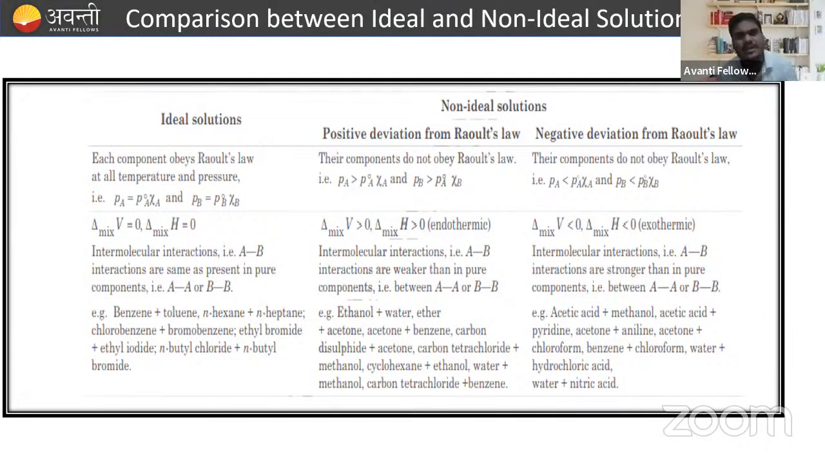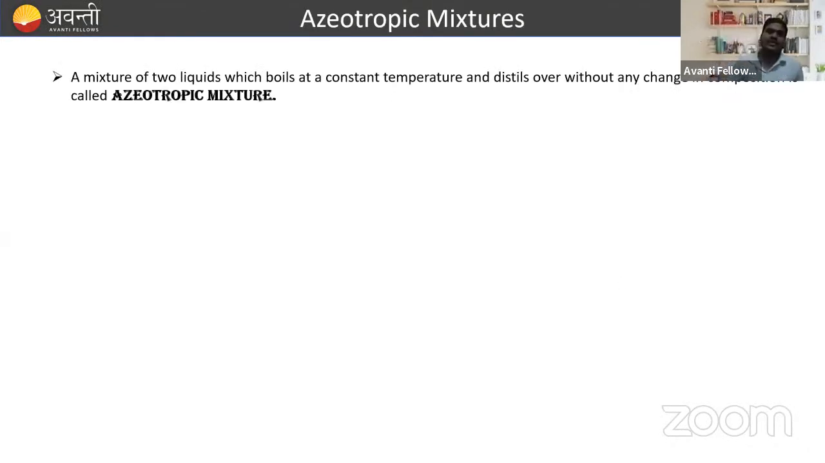That is the difference between ideal and non-ideal solutions, where we further classify non-ideal as positive and negative deviation. Now one important thing here is the azeotrope. What is an azeotropic mixture? These are very important topics, so try to understand them better. After this, we are going to solve some questions related to this topic.